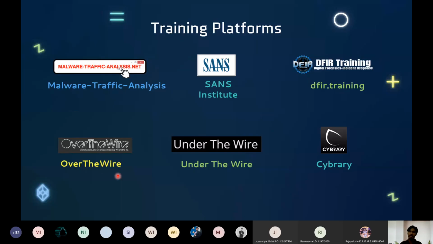Then I think some of us may be familiar with this website called Over the Wire. Over the Wire is like a wargaming situation. It's like a CTF, but the challenges here would help you go through to the next level. If you don't know what it is, I recommend you go to the website, read about it, and start somewhere. You have to start somewhere. And then there's Under the Wire.